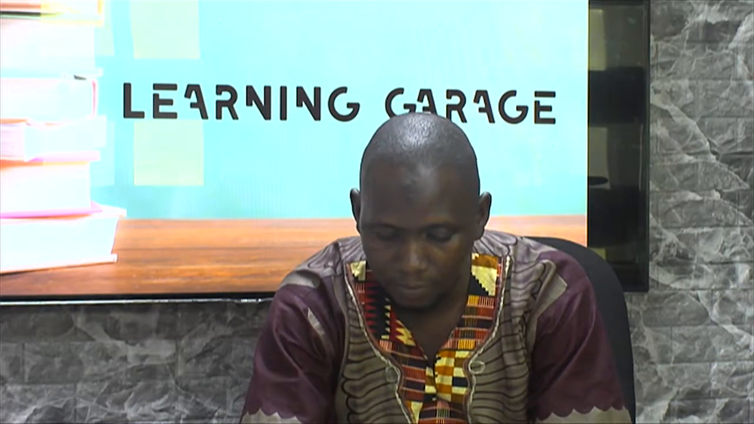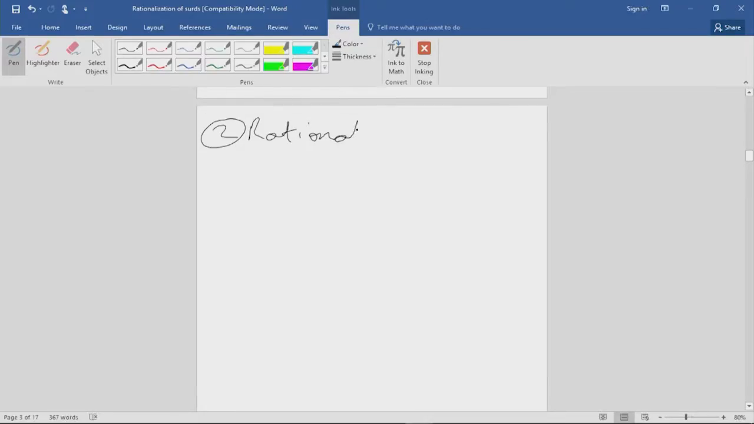Let's take another example. Example 2. Rationalize 4 upon root 6. Okay, you have to rationalize 4 upon root 6. Again, we use the same approach, which says what? Whenever you have a denominator under the square root, you have to rationalize, you have to multiply both numerator and denominator by the rational value, and the rational value there is what? The square root of 6.